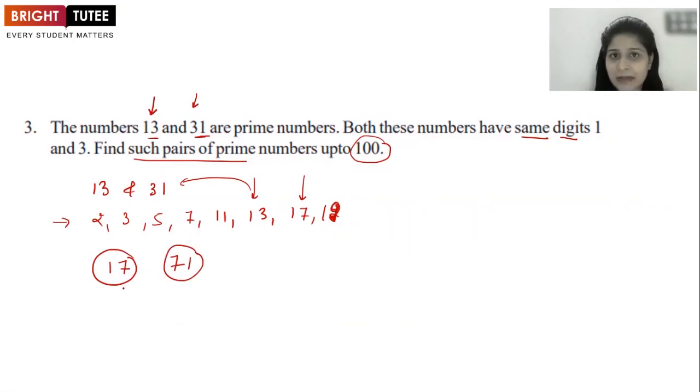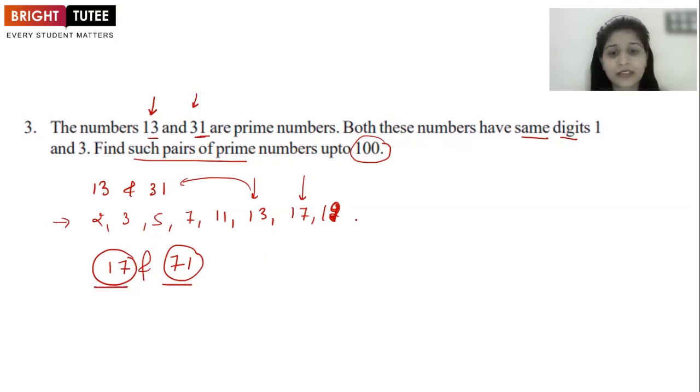So is 17 a prime number? Yes, I have written it, and it is using the digits 1 and 7. 71 is also a prime number. It will not be divisible by any other number other than 1 and 71. So 71 is also a prime number. So this is another pair that we have found, 17 and 71.